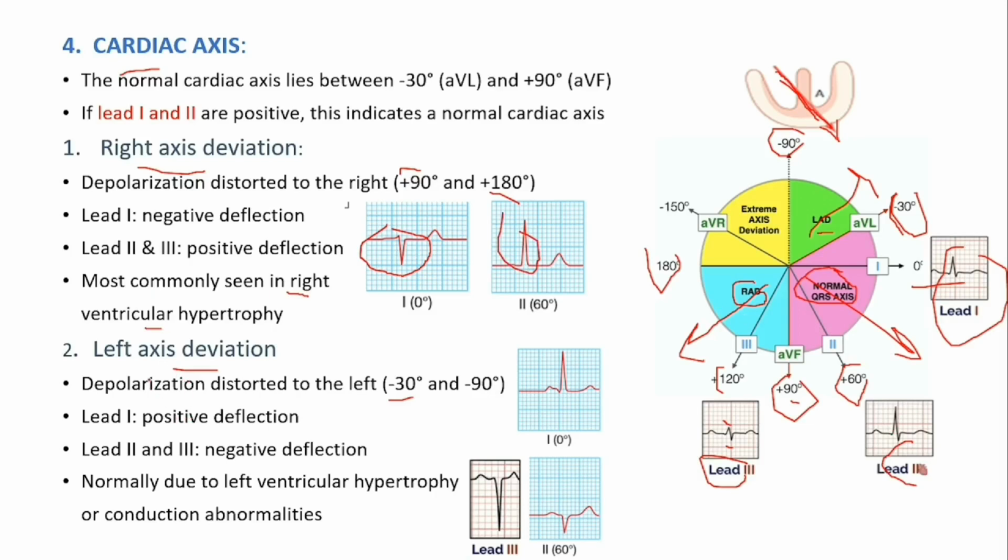Now if this becomes left axis deviation, then leads 2 and 3 become negative, because these deflections are the opposite of normal, and it becomes positive in lead 1. So in left axis deviation, the deflection is positive in lead 1 and negative in lead 2 and also lead 3, and it most commonly occurs in left ventricular hypertrophy or conduction abnormalities.